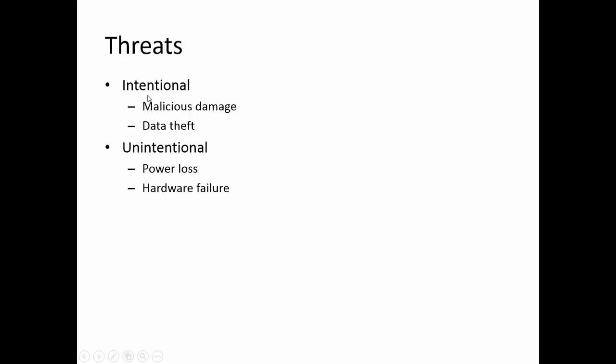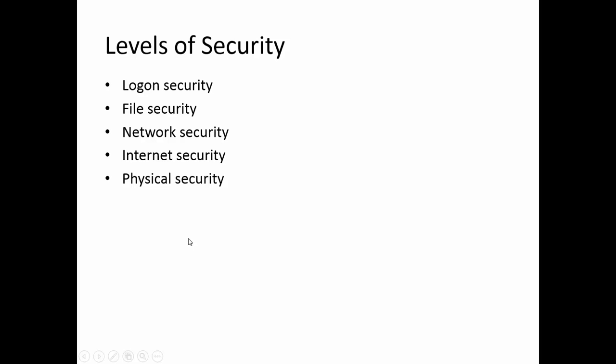And often in security, we only think of intentional threats. We only think of bad guys trying to break in. But another type of threat is unintentional threats, such as a power loss or hardware failure. Our job as a network technician is to mitigate those threats. There are 5 general categories or 5 levels of security: login security, file security, network or over-the-wire security, internet security, and physical security. Let's start out with login security.